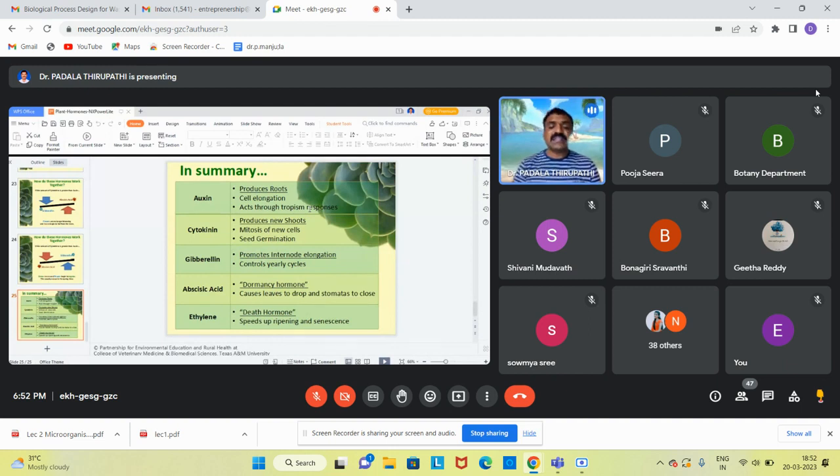Okay, and this ethylene we can also call the death hormone. And this ethylene is also responsible for the respiratory climacteric. The respiratory climacteric is caused by this ethylene. Okay, and ethylene induces the speed of the ripening of fruits and also induces senescence. Okay, so these are the different phytohormones and their roles in different plants.